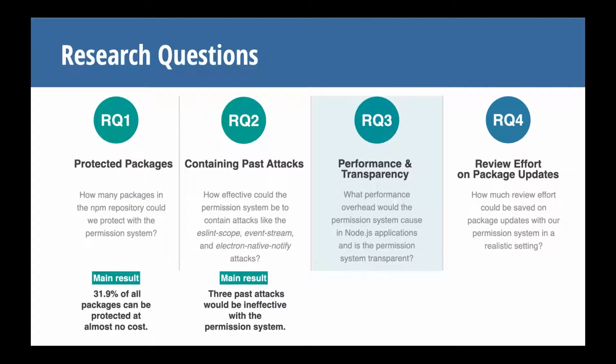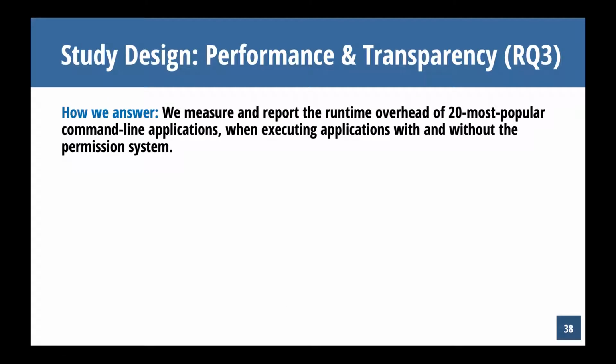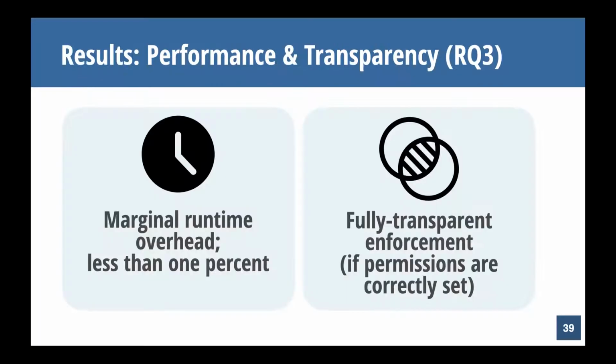In the third research question, we are concerned about performance and transparency. We want to know what performance overhead the permission system would cause in Node.js applications, and if the permission system is transparent, that is, if it breaks existing programs. To answer this question, we measure and report the runtime overhead of the 20 most popular command line applications in Node.js when executing them with and without the permission system. The results indicate that the permission system incurs less than 1% of overhead, which we consider marginal. It also shows that the system is fully transparent, that is, it does not break existing programs if permissions are correctly set.